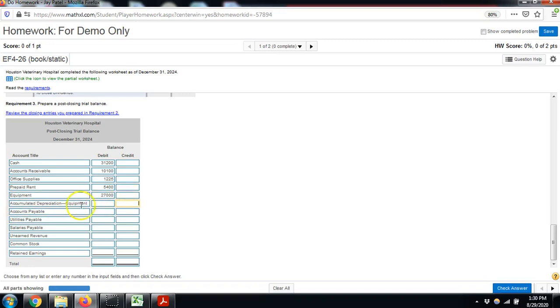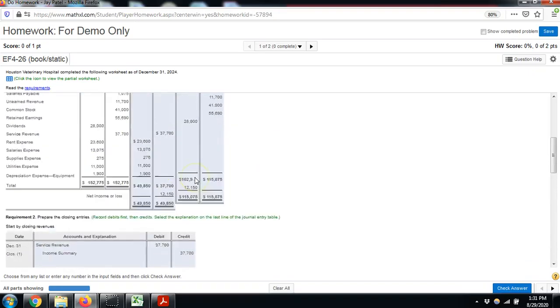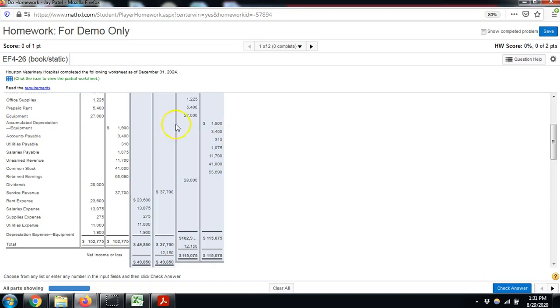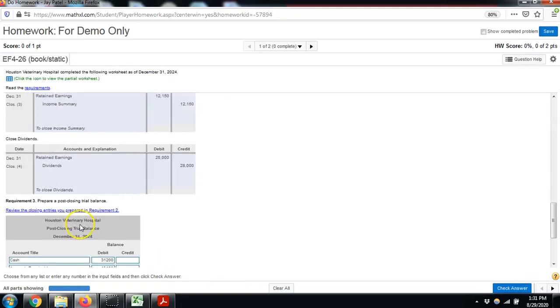Remember, accumulated depreciation is a contra asset account, so it has a credit normal balance. And all the liabilities are also going to have credit balances. I'm getting these numbers just from up here. So it's just a matter of moving this information for these balance sheet accounts down to this post-closing trial balance.